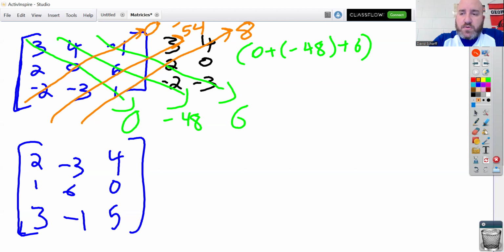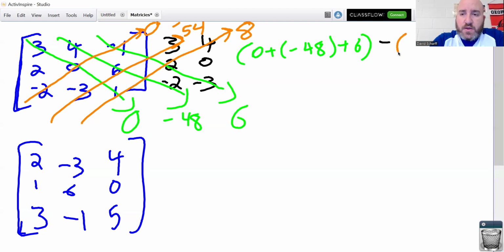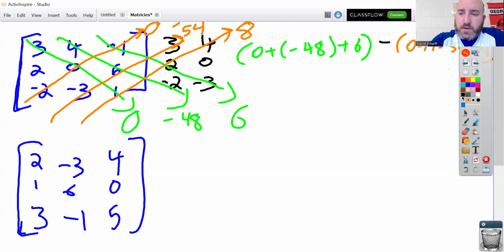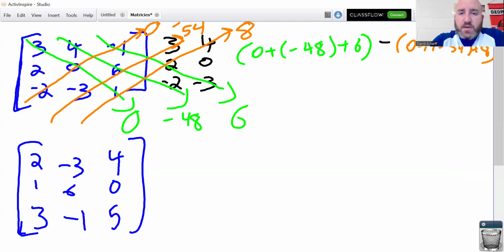So now, let's see if I can fit this in. We're going to have minus 0 plus -54 plus 8. There we go. All right. So combine together all my green. 0 is basically just going to get rid of itself. So -48 and +6, add 6 back, gives me -42.